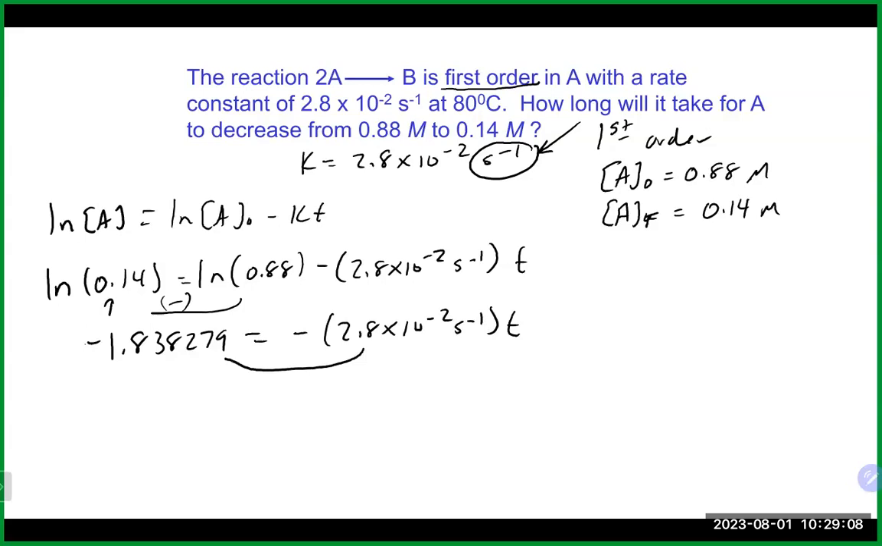Now all we have to do is divide this to the other side. So we're going to divide by 2.8 times 10 to the minus 2. Going to give us a time that is about 66 seconds. So in under a minute, we will drop the concentration of this guy from 0.88 to 0.14. Any questions on that there?